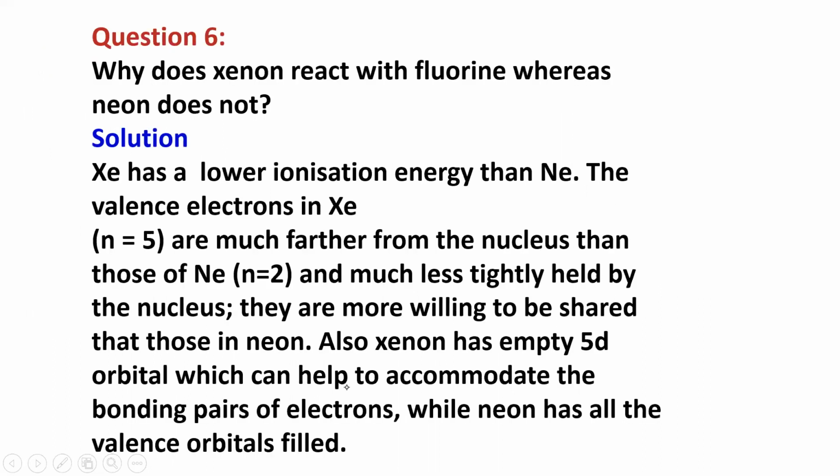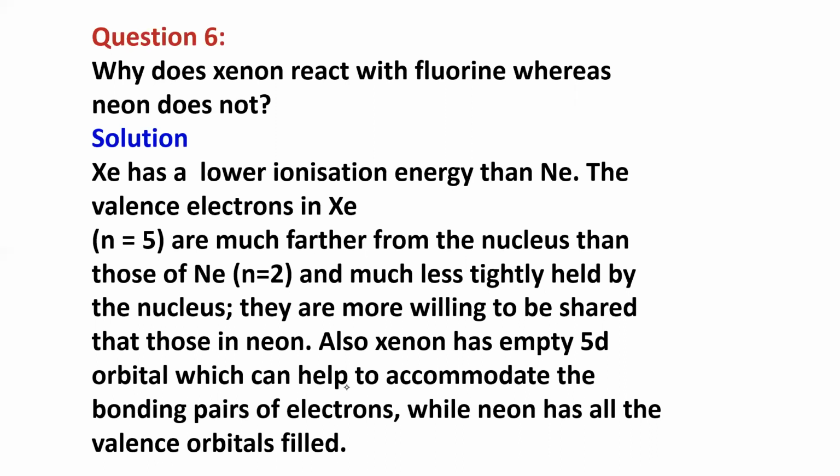Why does xenon react with fluorine whereas neon does not? As I already told you, all noble gases are stable. Stable means they have completely filled electrons in the outermost shells. As all the orbitals are completely filled, they are stable and hence do not take part in chemical reactions. That's why xenon reacts with fluorine and forms xenon difluoride, because the ionization enthalpy of xenon is almost equal to that of oxygen. That's why they have tried it, but neon does not form any compound.